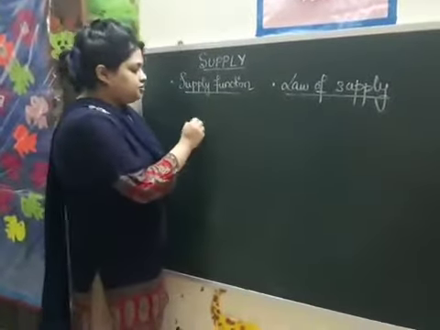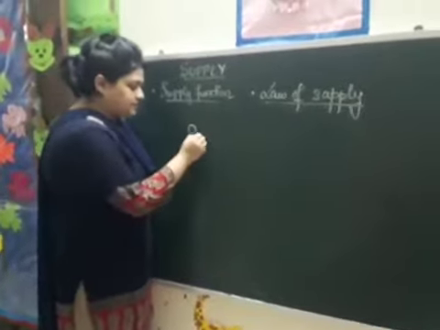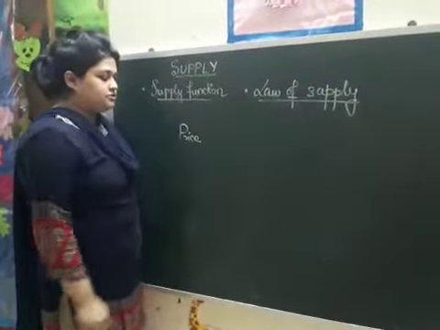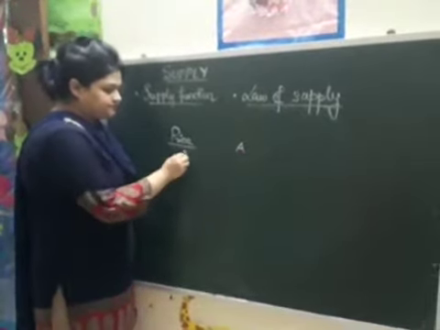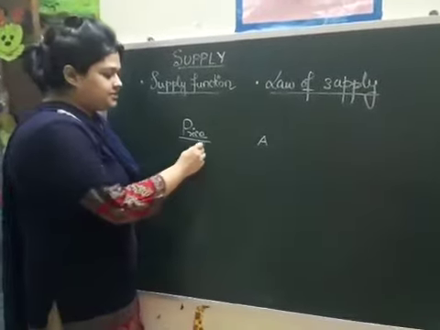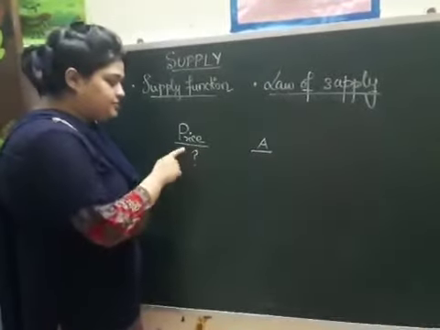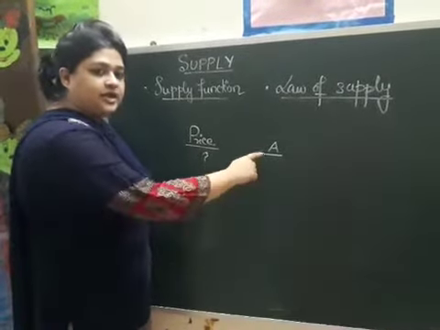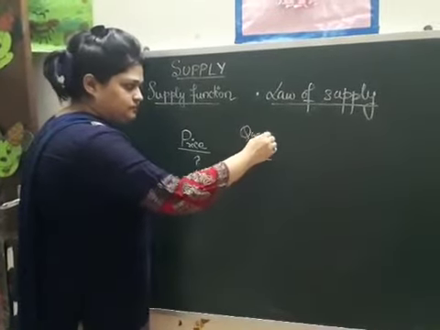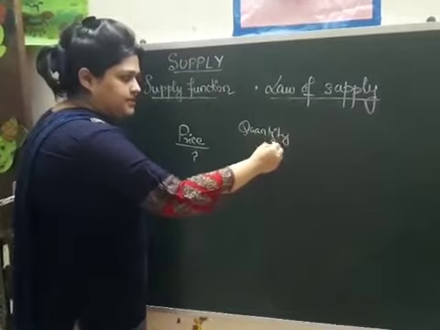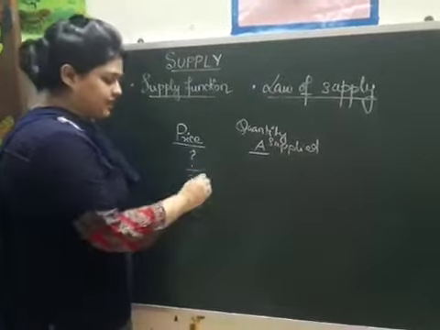Now you all know that there is a particular price prevailing in the market for a certain commodity. So suppose the commodity is A. Suppose there is a certain price and this is commodity A. Now producers, according to the price, will supply the product A in the market. So we are going to study the quantity supplied of the product A at a certain given price.